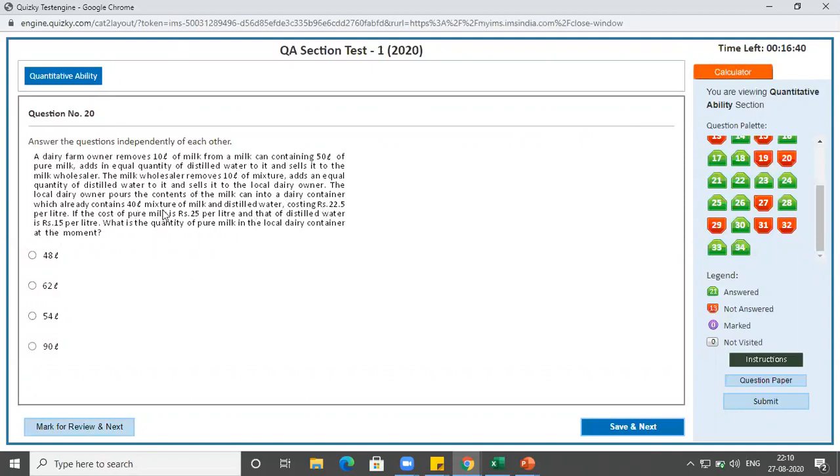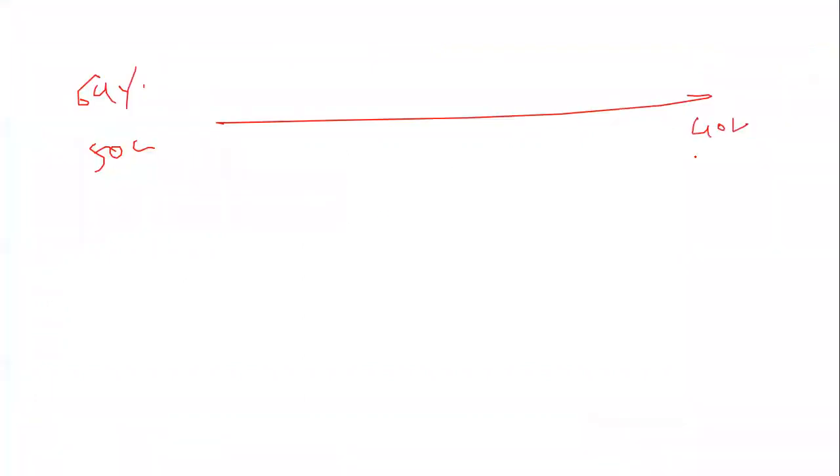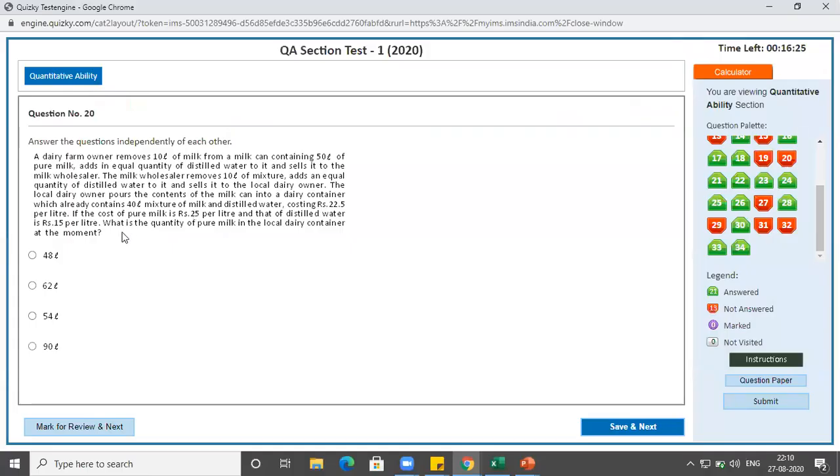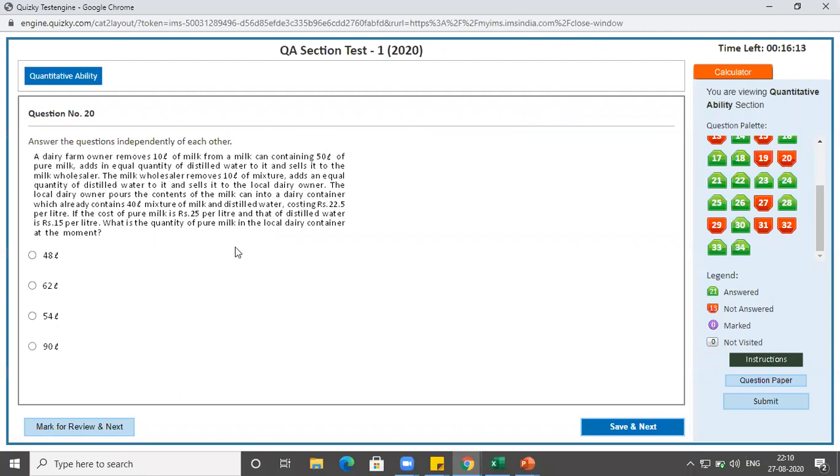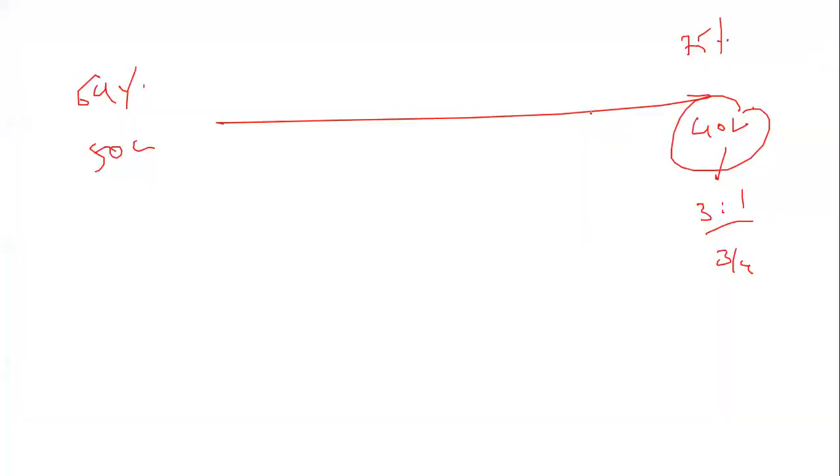So that's like 1:1:3 ratio. 3:1 would be my milk. So that means 3/4 is my milk. So 75% milk is what I'm talking about. Right. What is the quantity of pure milk in the local dairy container at the moment? Local dairy container. 3:1. Okay, when I mix them, no, I can't mix them both. What is the quantity of pure milk?